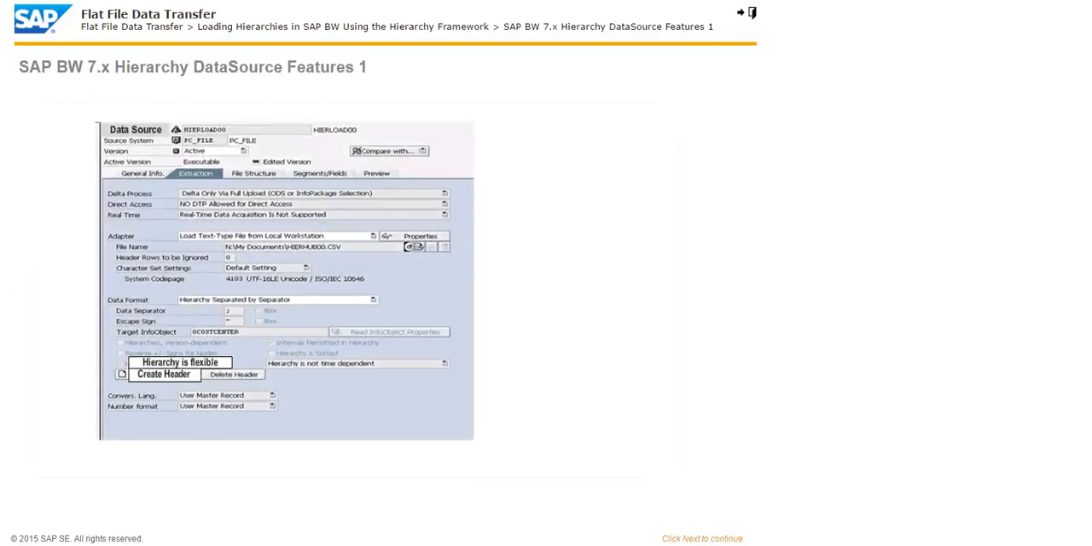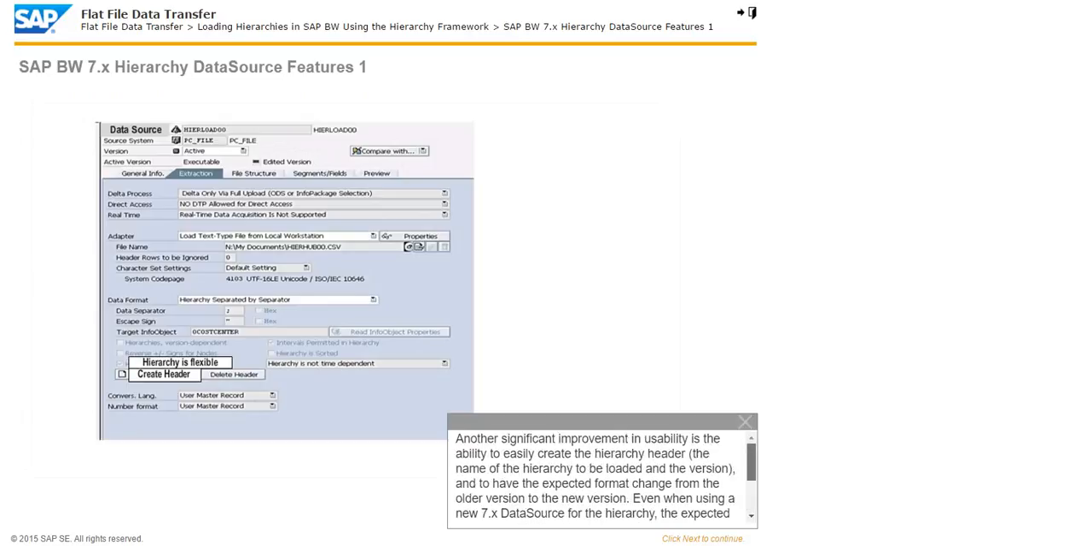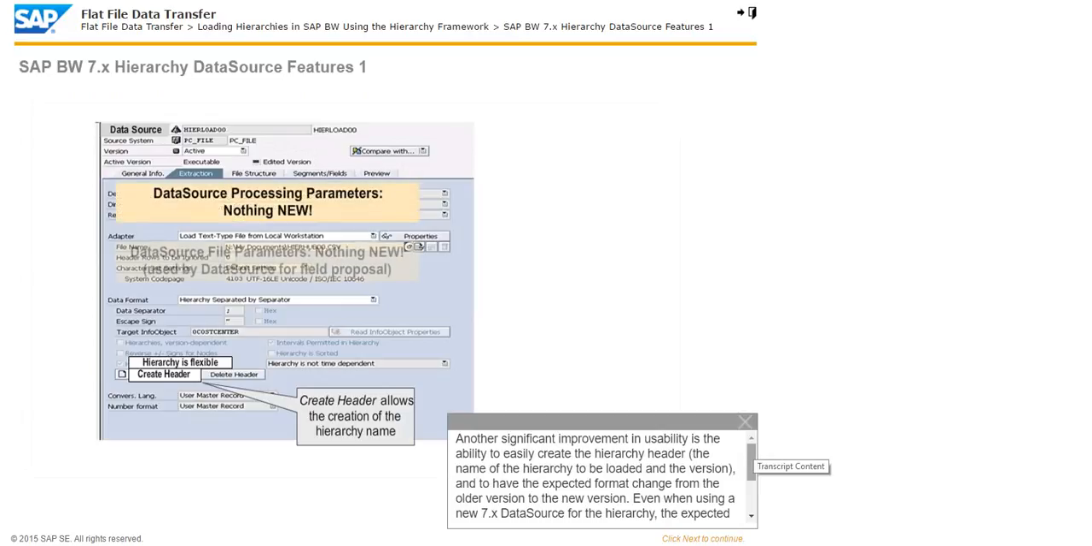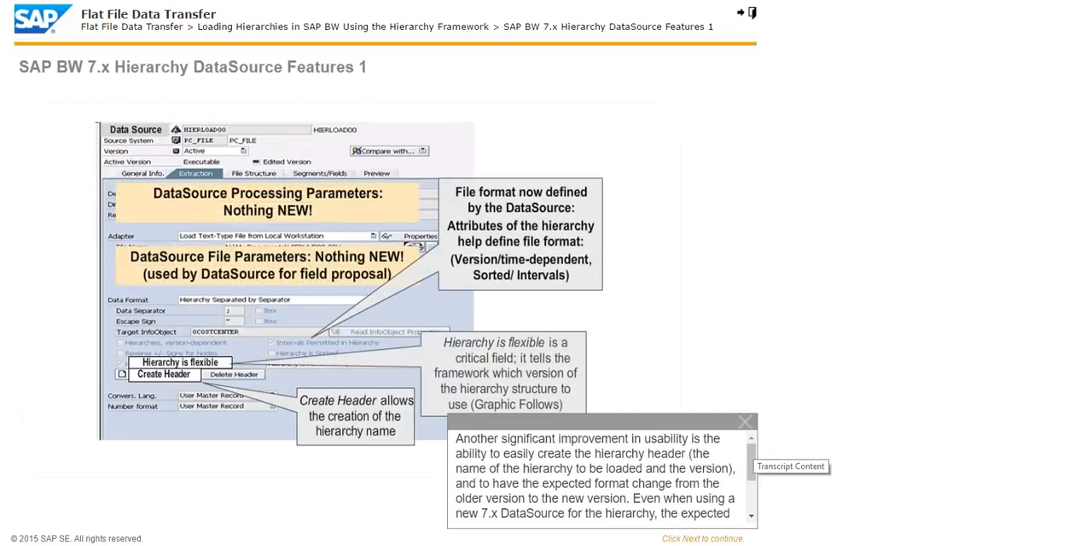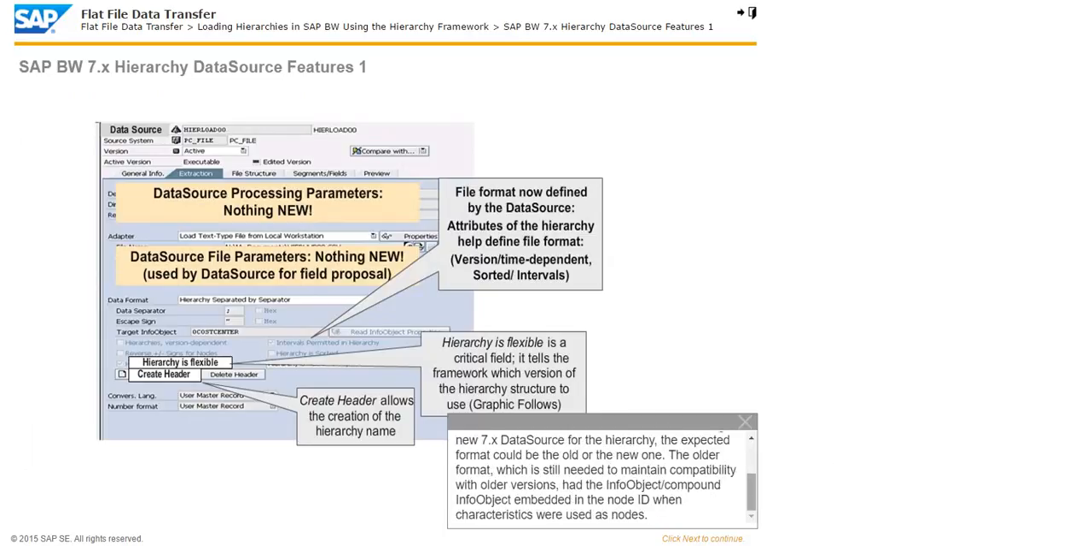Another significant improvement in usability is the ability to easily create the hierarchy header, that is, the name of the hierarchy to be loaded and the version, and to have the expected format change from the older version to the new version. Even when using a new 7.x data source for the hierarchy, the expected format could be the old or the new one. The older format, which is still needed to maintain compatibility with older versions, had the info object or compound info object embedded in the node ID when characteristics were used as nodes.